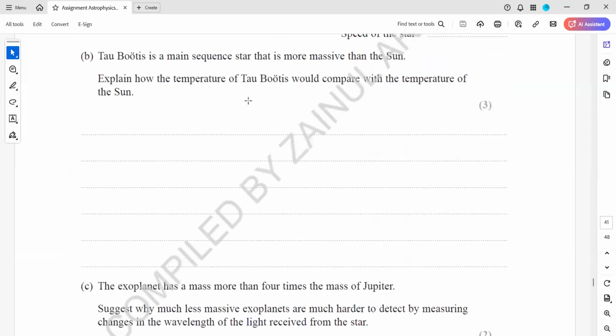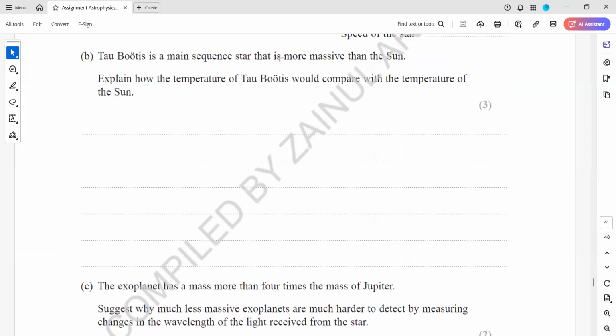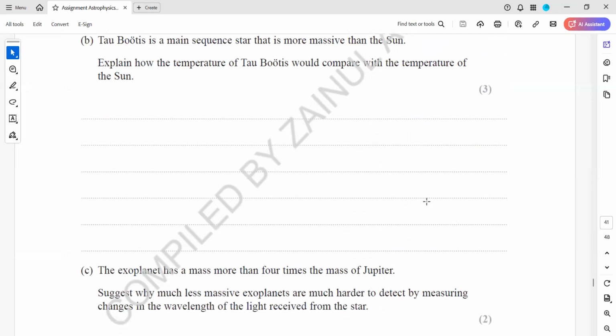Tau Boötis is a main sequence star that is more massive than the sun. Explain how the temperature would compare with that of the sun. So it is more massive, it has more mass. So what do we expect?